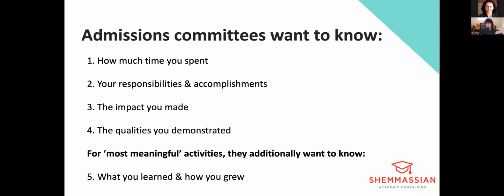And for most meaningful, you additionally want to add what you learned and how you grew. You could talk about that a little bit in a core description, in a 700 character description, but it's really in the most meaningful experience section where you're going to talk about how you grew from it. Okay. And anecdotes and things of that nature.